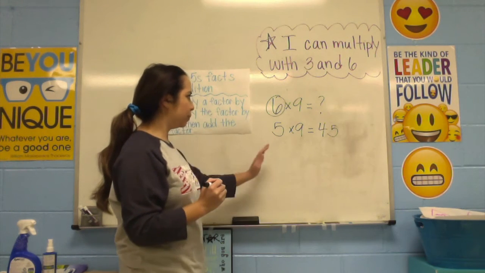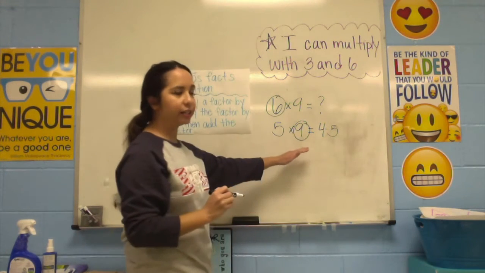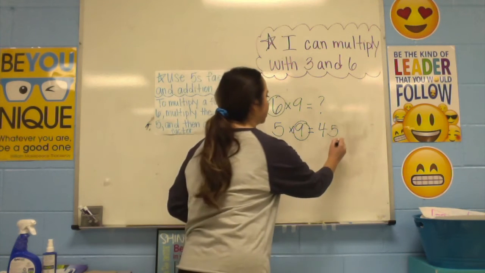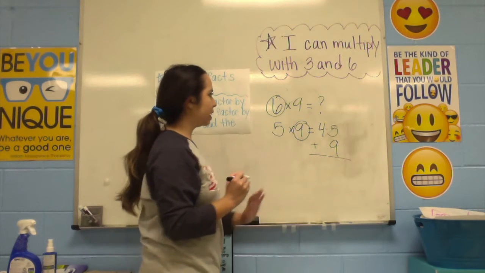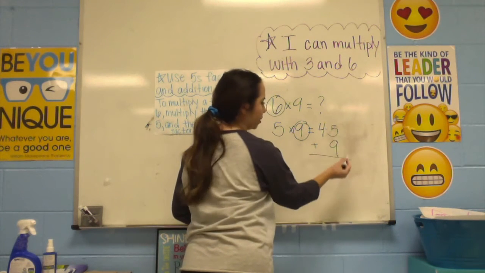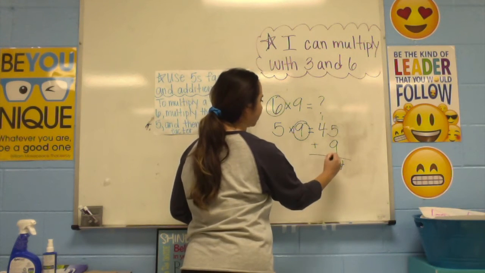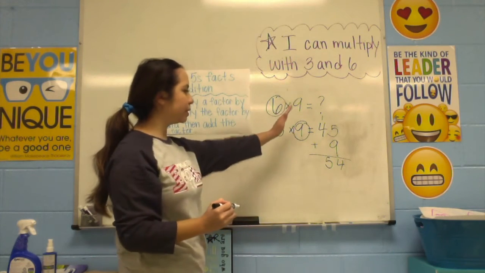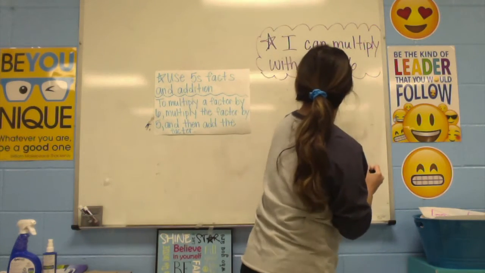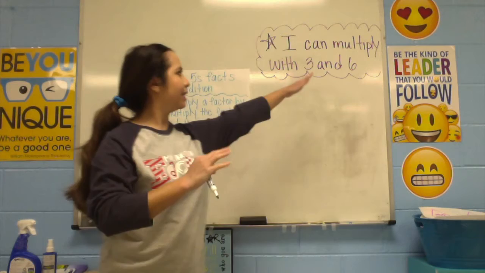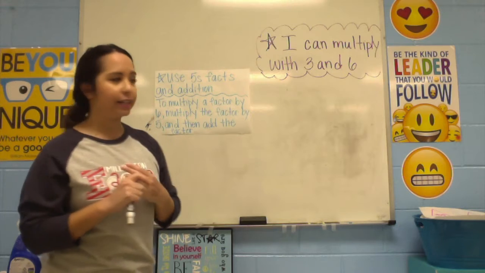After we multiply 5 times 9 and get 45, we add the second factor of the problem to 45. 45 plus 9: let's add our ones, 9, 10, 11, 12, 13, 14, regroup. 4 plus 1 ten is 5, so 54. So 6 times 9, boys and girls, is 54. That is how, when you're multiplying by 6, you can use your 5's facts to help you get your product, your answer.